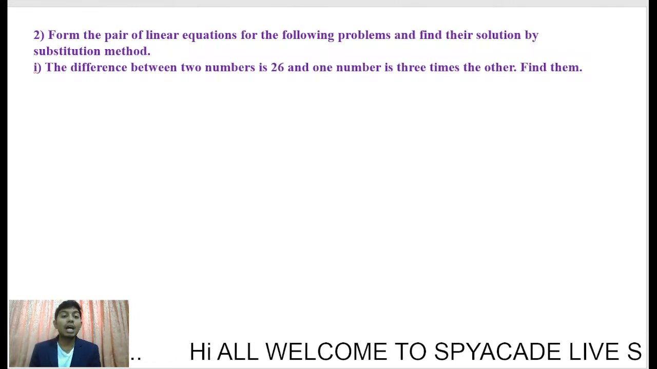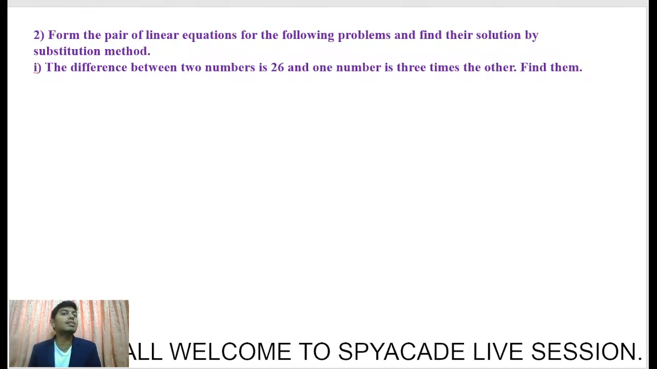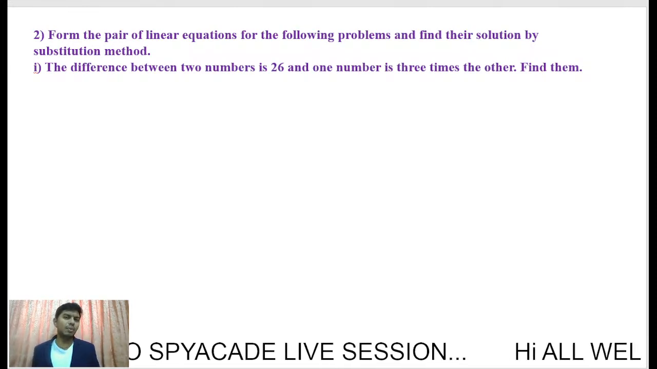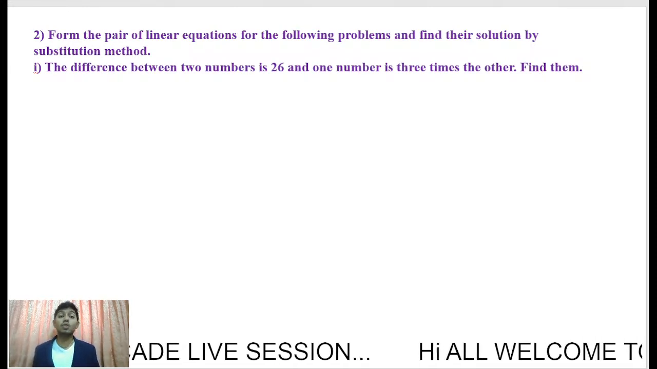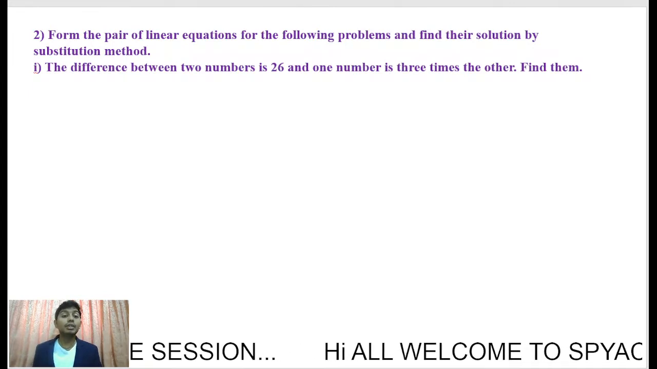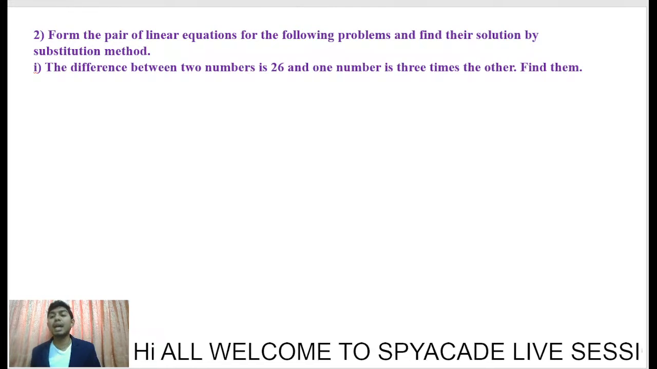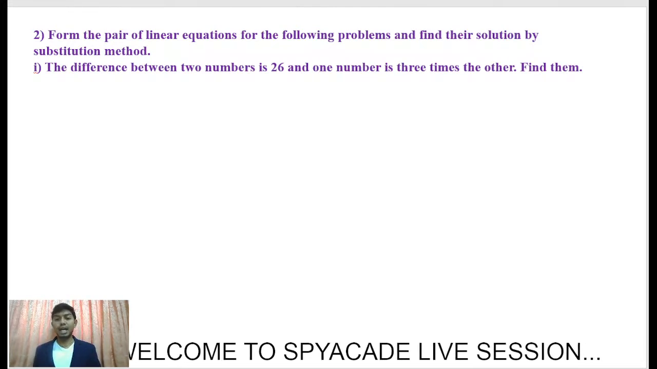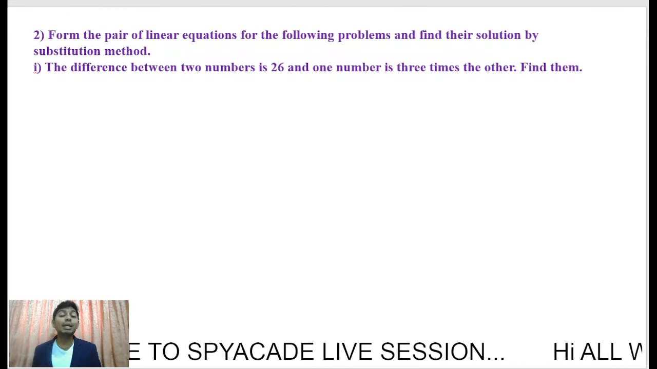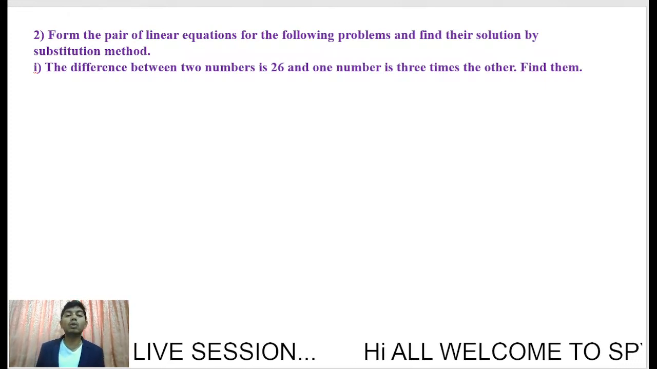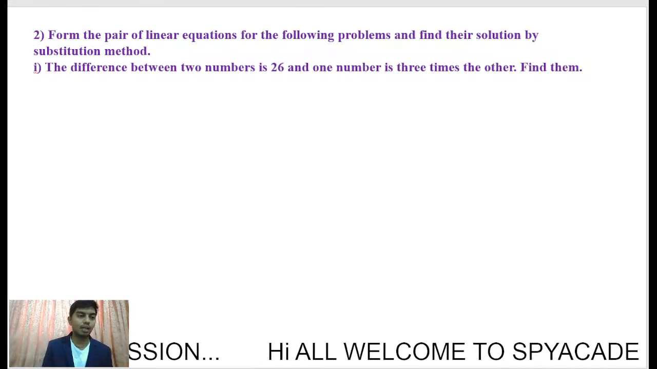Okay, we have to form the pair of linear equations. See, the last question they had given the linear equations and you directly found the value of x and y. But here it's not going to happen like that. Here the difference between two numbers is 26 and one number is 3 times the other number. That's what they had given. This is a statement which they had given, and we have to find the pair of linear equations here.